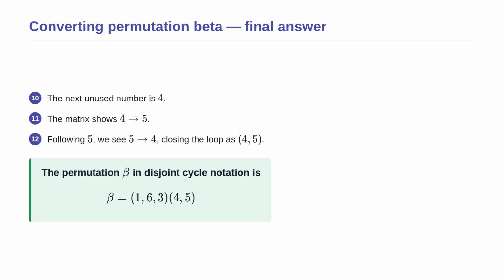We have now accounted for all 6 numbers. The final answer for permutation beta is the product of the disjoint cycles (1, 6, 3, 4) and (4, 5). The number 2 is omitted because it is a fixed point. This compact form tells us everything we need to know about how the 6 elements are rearranged.